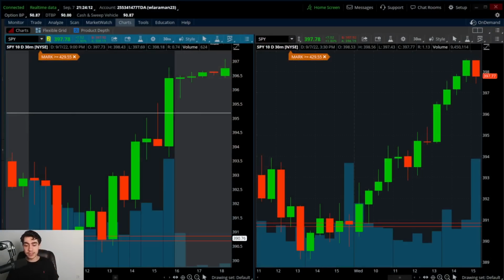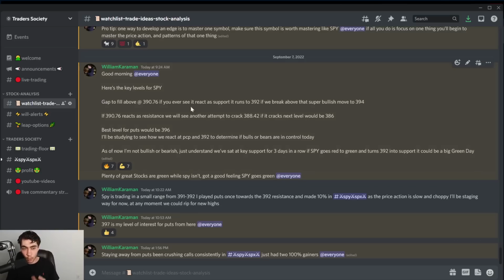So in terms of my analysis in the pre-market watch list that I sent out within Trader Society, which was posted before the market opened right here at 9:24 a.m., I had stated that these are the key levels for the SPY. There's a gap to fill at $390.76. If you ever see it react to support, it's going to run to $392. If we break above $392, then it's going to be super bullish.